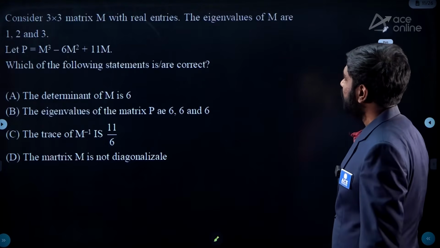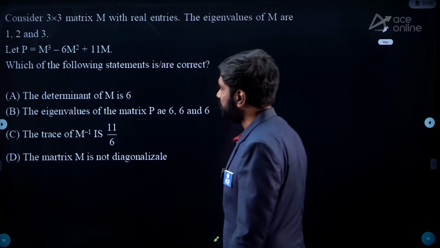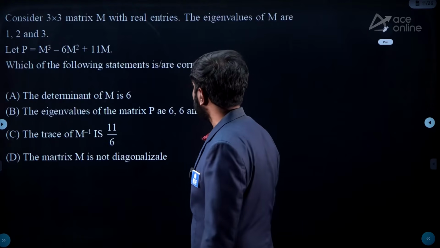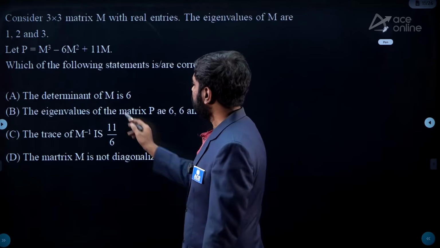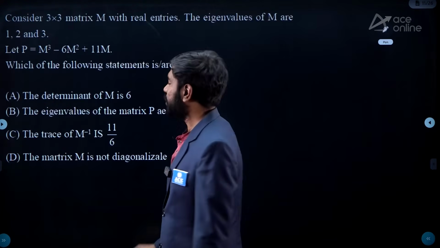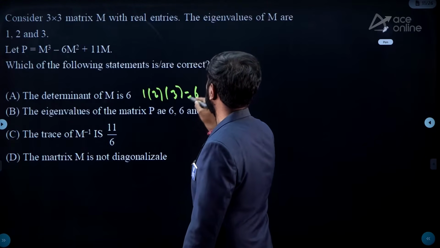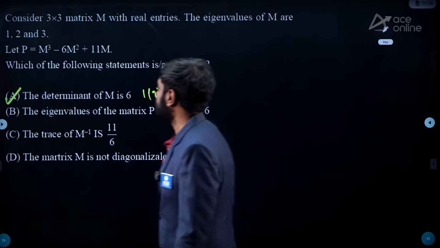They gave matrix M and its eigenvalues are 1, 2 and 3. They have created a new matrix P. Which of the following statements are correct? The determinant of M is 6. The determinant of a square matrix is equal to the product of eigenvalues. 1 into 2 into 3 is 6. Yes, this is true. A simple result.